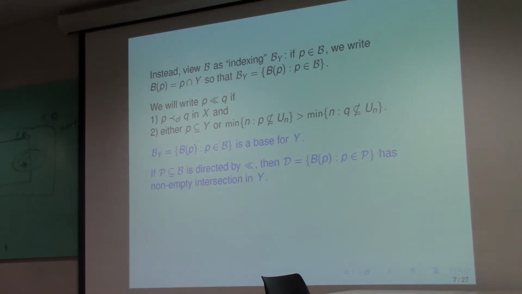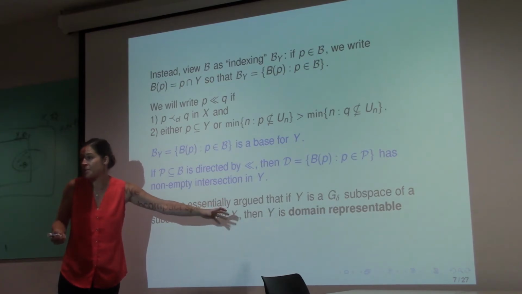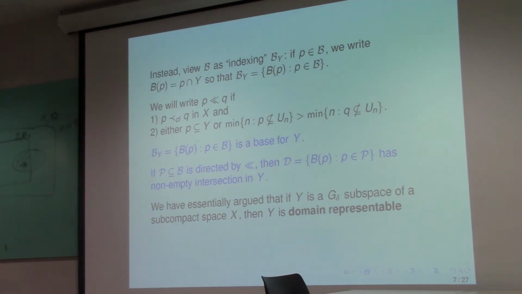I'm saying that G delta subspaces of subcompact spaces have something else going on. You can create this index set that has a convergence mapped out like this. Well, if you're familiar with domain representability, what I really argued here, without a lot of detail, is that G delta subspaces of subcompact spaces are domain representable. I'll put a precise definition here in a second, but in this way I'm introducing another well-known completeness property from the G delta problem.